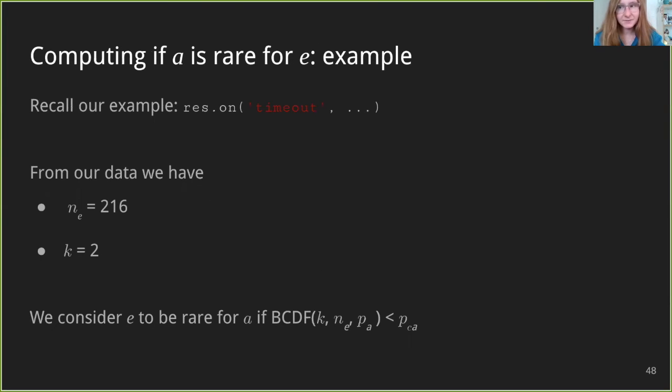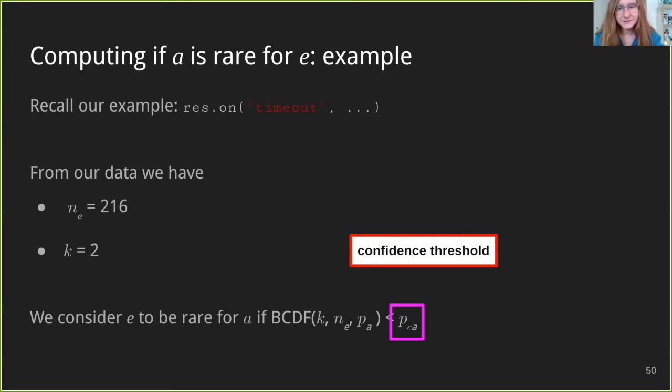As an example, we saw the bug in the code base before, the listener registration for timeout on the server response object. So let's see what happens if we look at the results from our actual data. In our data, we see 216 occurrences of the event timeout. Only 2 of them are on this pair. And again, we're considering E to be rare for A if the binomial cumulative distribution function is true for these specific thresholds, the rarity threshold, PA, and the confidence threshold, PCA.